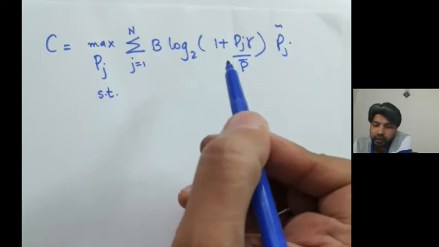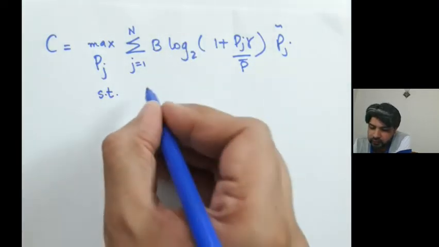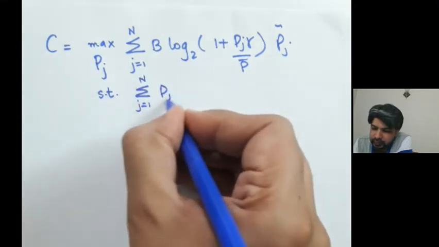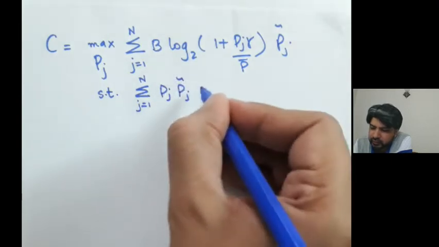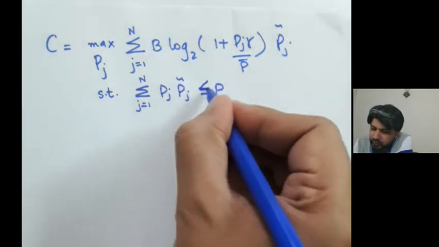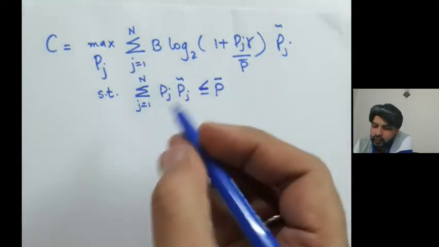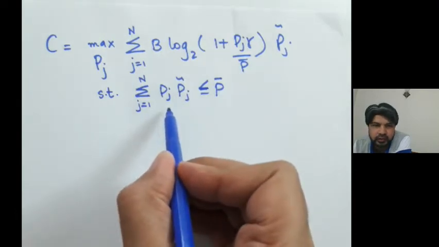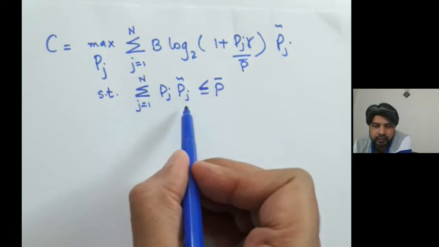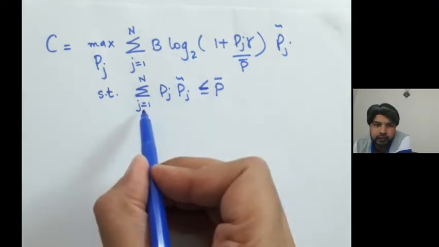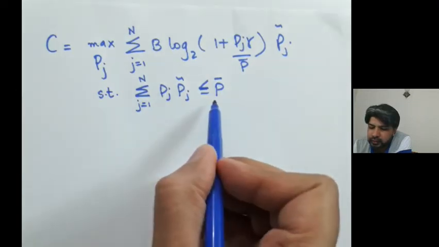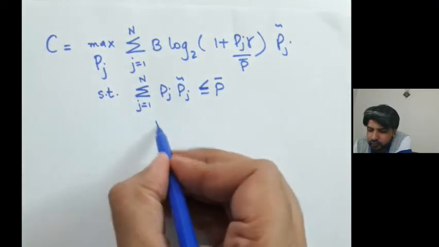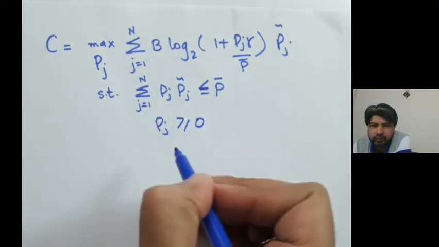You must have a power constraint, a total average power constraint. So, subject to the summation j equals 1 to capital N of Pj times Pj tilde being less than or equal to P bar. So that must be your total average power constraint. Pj is the power you're transmitting when you are in the jth state. Pj tilde is the probability that you are in the jth state. You take the product and sum for all values of j from 1 to N. That must be less than or equal to some threshold that we are calling P bar. And of course, Pj must be greater than or equal to 0. You cannot have a negative power.